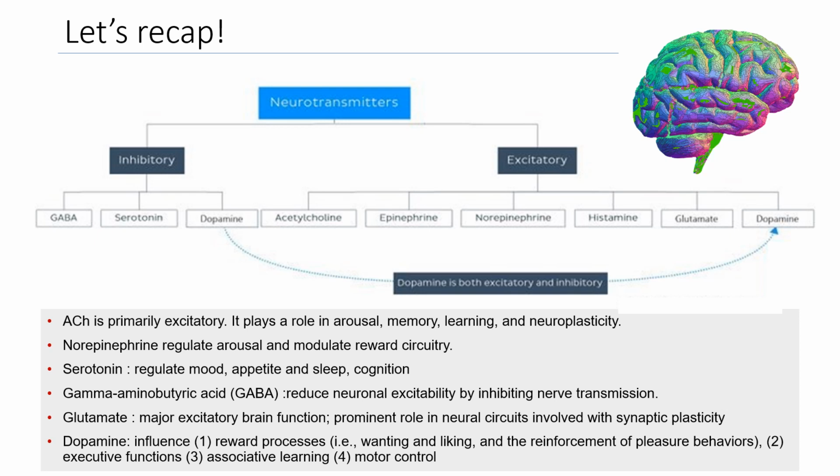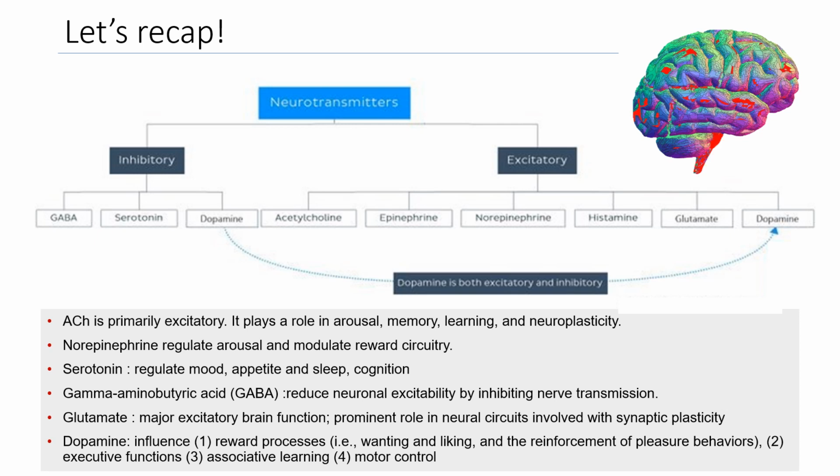Last but not least, there's dopamine. And dopamine is considered a special type of neurotransmitter because its effects are both excitatory and inhibitory. Which effect depends on the type of receptor that dopamine binds to, and of course the brain area where the dopaminergic neurons innervate.